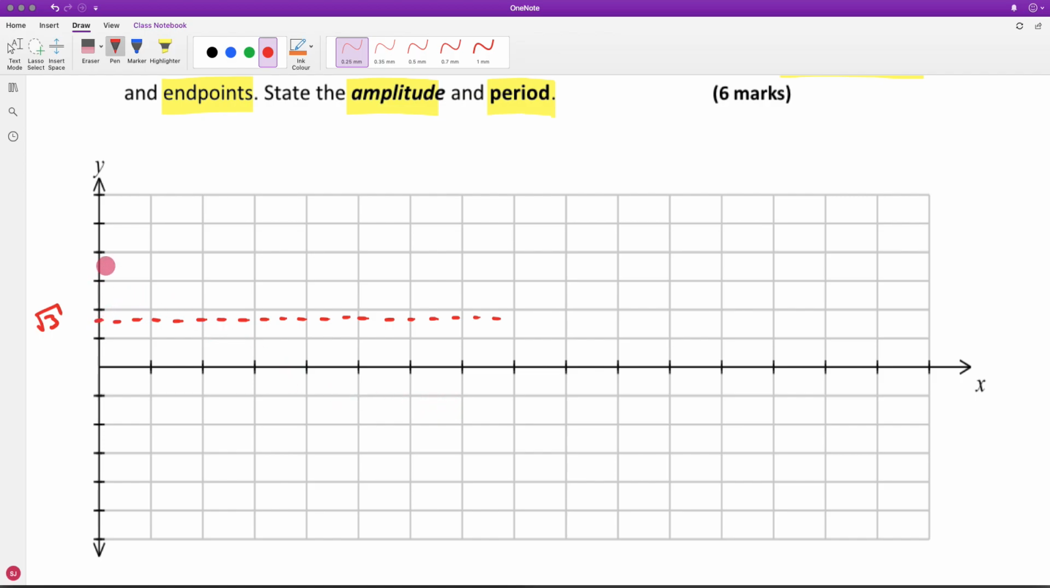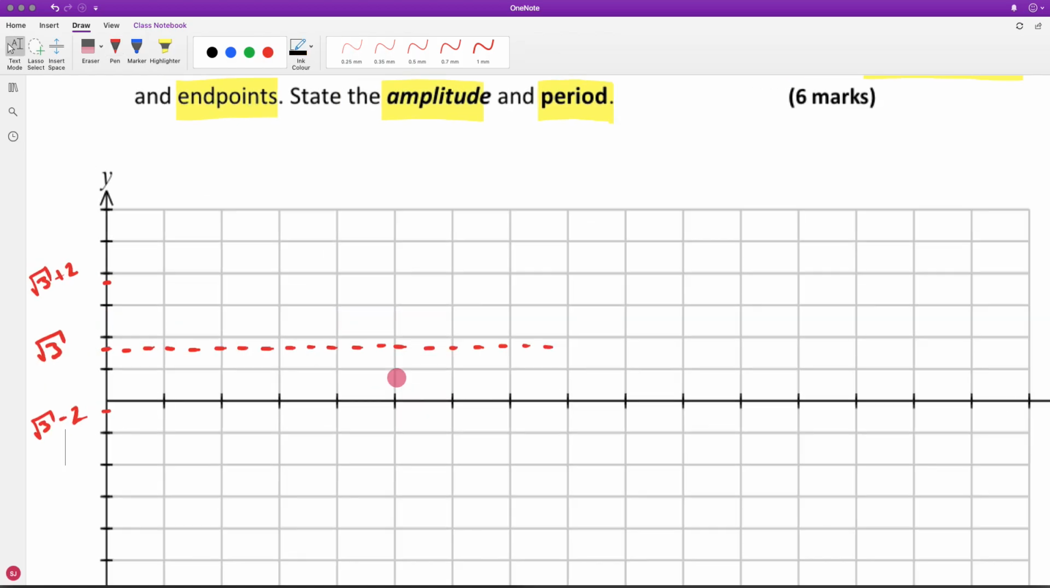I then am going to go up and down by my amplitude. So the amplitude is 2, so it's going to go 1, 2 up. So this is going to be the square root of 3 plus 2, and then it's going to go 2 down. So that will be about here. So this will be the square root of 3 minus 2. The next thing that I'm going to do is put in my x scale. So that is how often I'm going up by x.